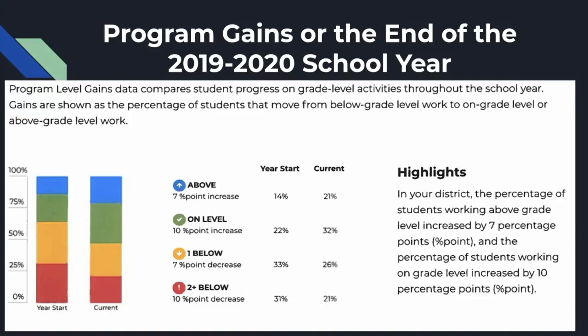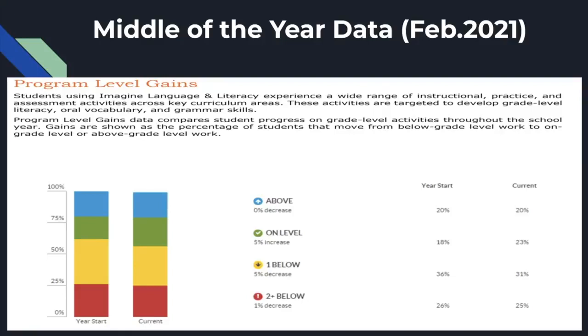2019-2020 school year. Again, due to COVID, we only have our middle of the year data when we look at it for this year. So this was looking at our data from February 2021. So right halfway through the year, you can see that we had a 2% change for the students working below grade level, 2 years below grade level. It was a 1% decrease.